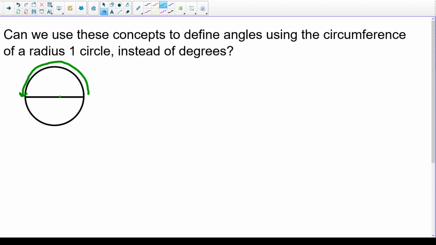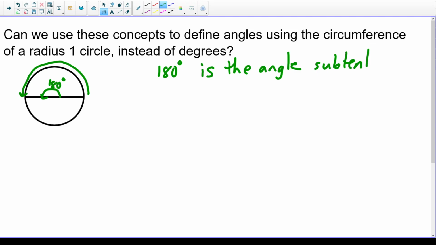The angle is easy. The angle is 180 degrees, right? And the word we use when an angle is trapped inside of an arc length is subtended. So 180 degrees is the angle subtended by the arc. I always spell that wrong, sorry. It's a D-E-D. So how much of the circle have I done? That's a fun word for sure.